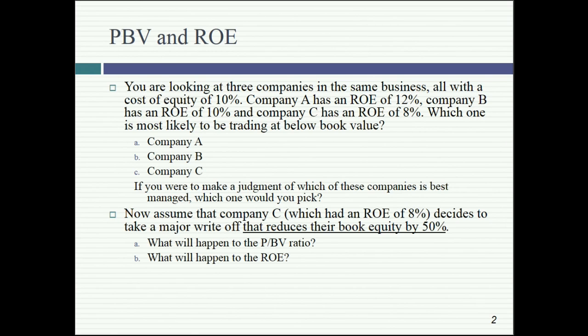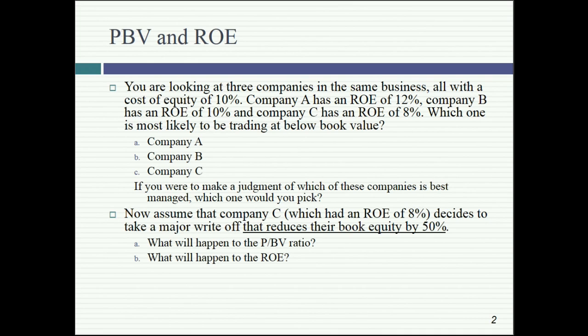Even before you look at the price to book ratios for these three companies, which of these three companies is most likely to be trading at below book value and why? Three companies, same cost of equity, different returns on equity. Which of the three companies is most likely to be trading at below book value and why? Which company? And what is it about company C? Its return on equity is much less than its cost of equity.